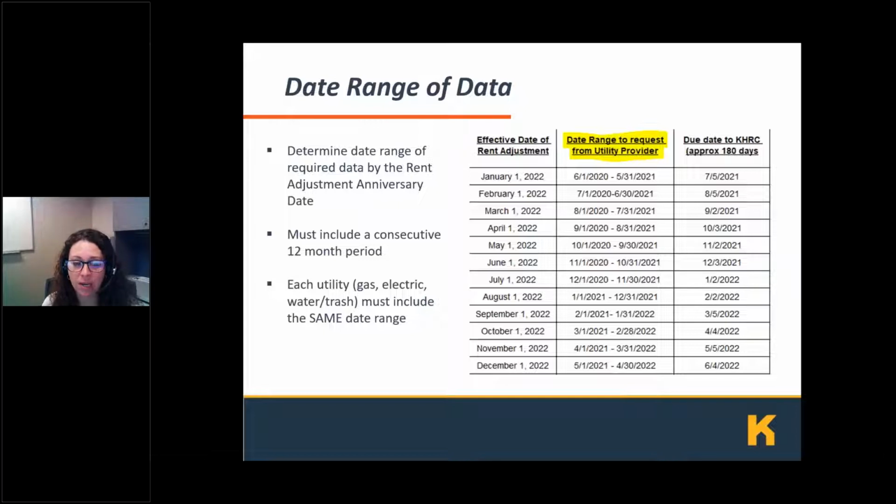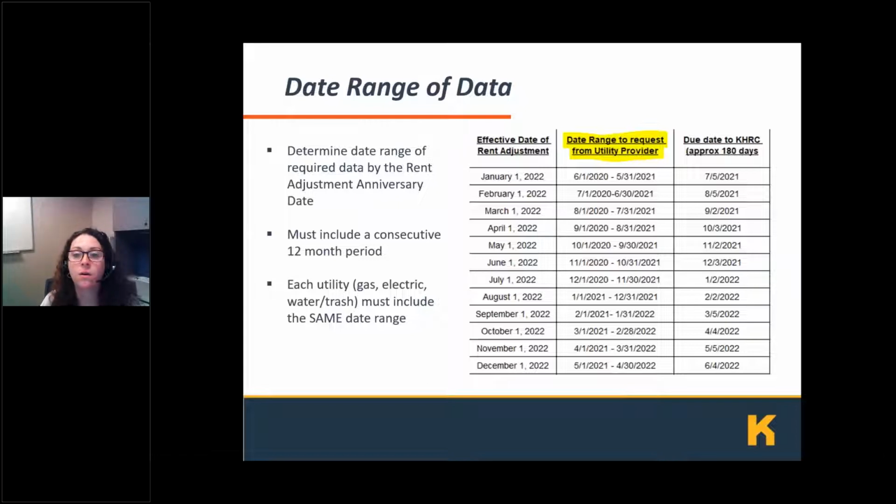Now, I will say I know that the utility providers all have different billing cycles, different statement dates, different dates where they collect usage, and we understand that. So you're not going to get electric and gas that both have the exact same start date. So you just want to make sure that it's within the same period.